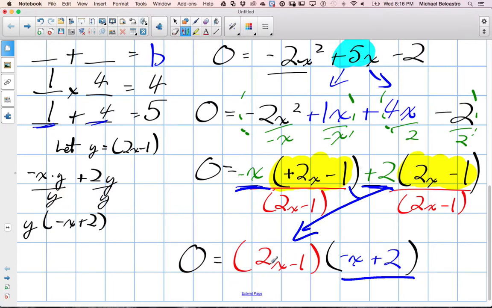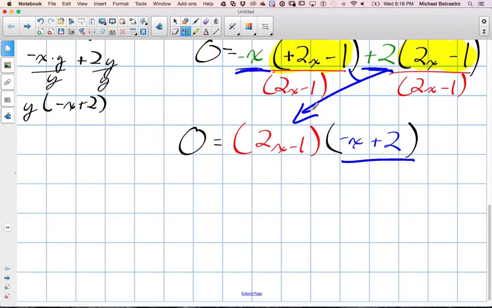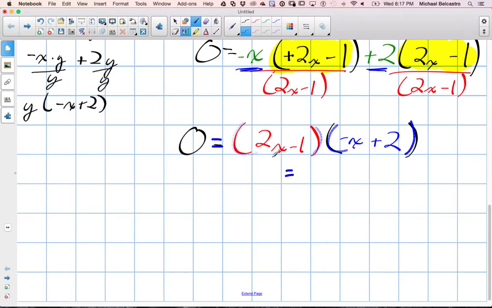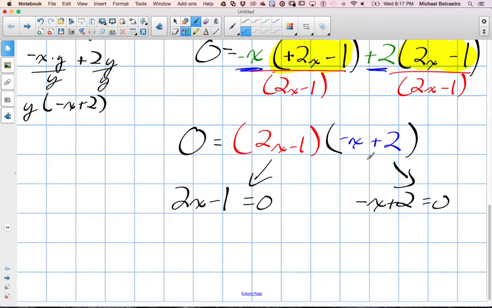Okay, we're not done. We need to find out what x is equal to. So because we have two sets of brackets multiplied by each other, and they equal 0, that means one of these must equal 0. We just don't know which one. So we're going to split them into two. We're going to set both of these equations equal to 0. So we have 2x minus 1 equals 0, and negative x plus 2 equals 0. It's the only way to multiply and get a 0. You have to have a 0.